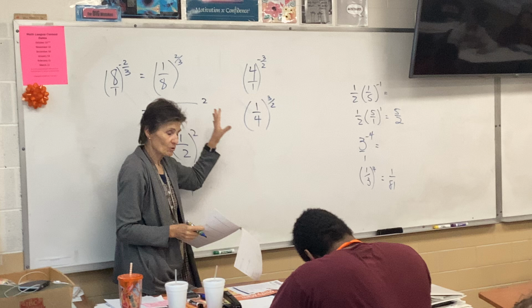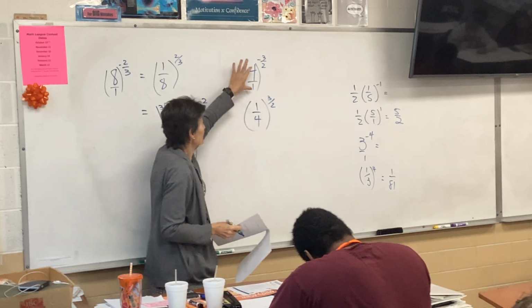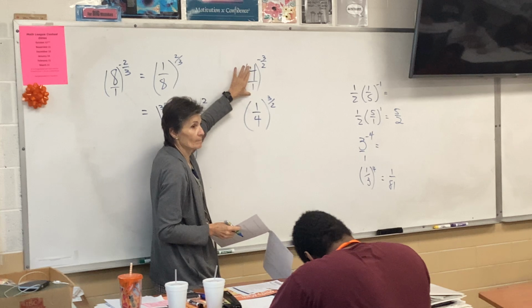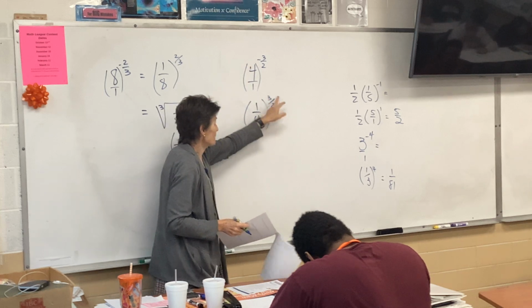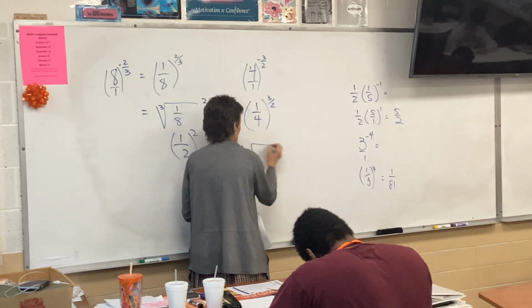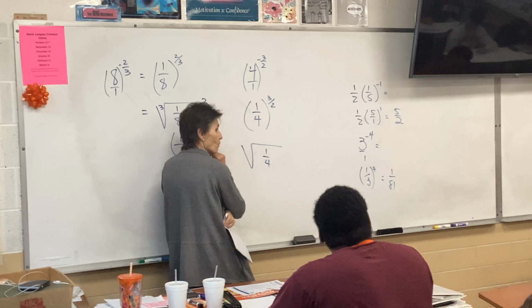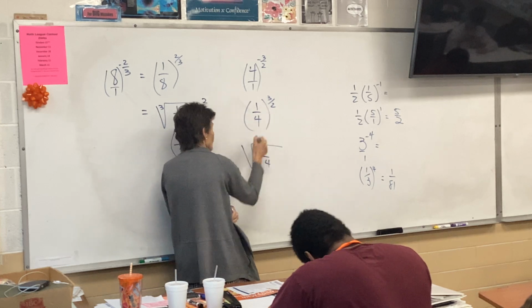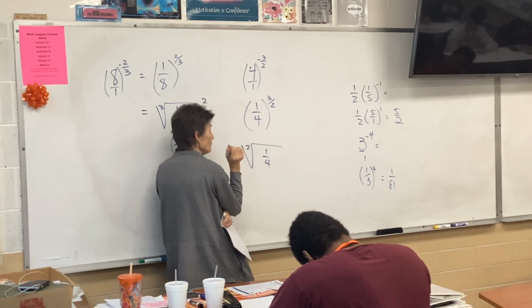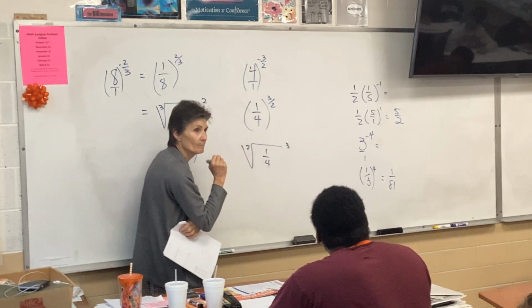Now look at that, make sure that's okay with you. What flips? This number right here only. What does the fact that that's a fraction mean to me? Radical. So under the radical is gonna be 1/4. The root is gonna be square root, and the power is going to be cubed.